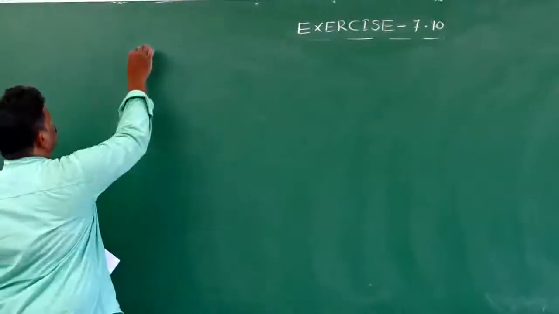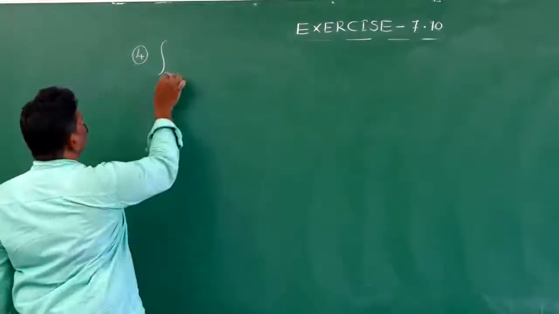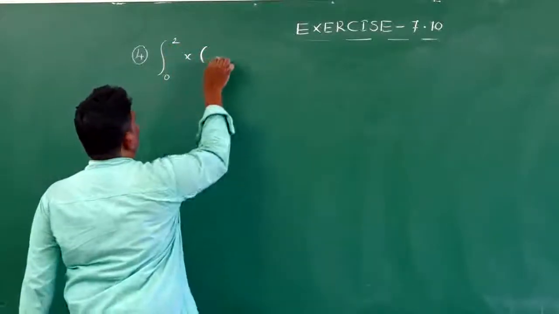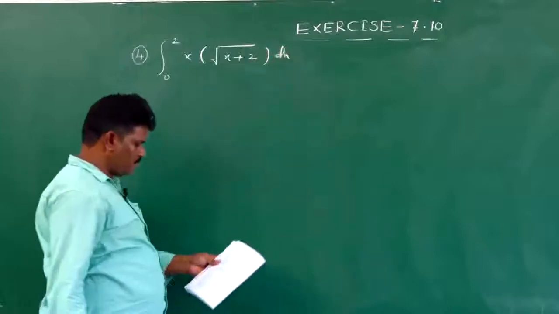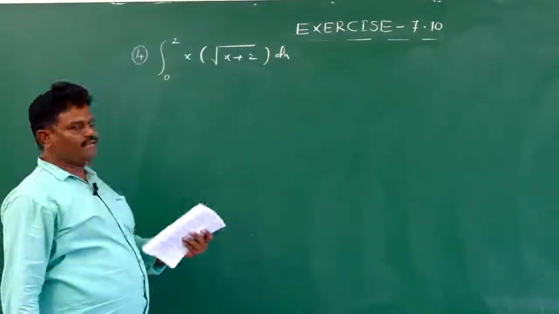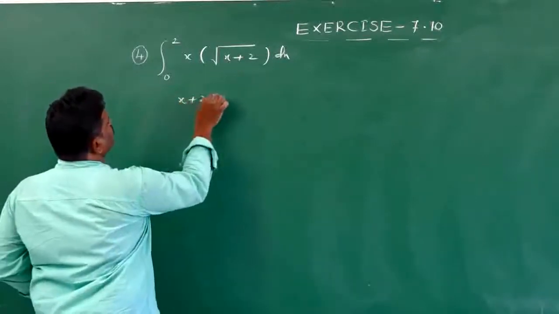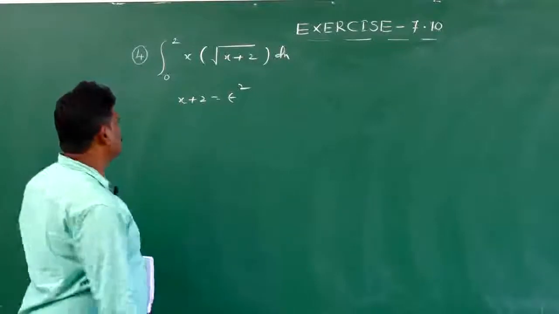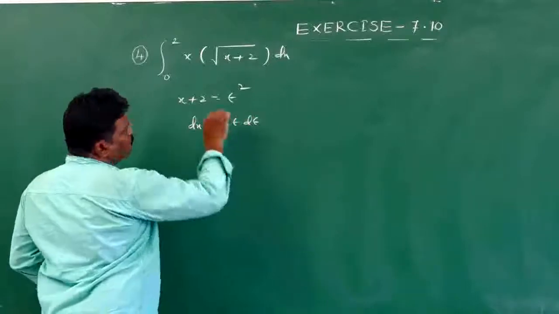Let's see the fourth question: integral 0 to 2 x into square root of x plus 2 dx. Now if we take the substitution x plus 2 is equal to t square, then the derivative gives dx is equal to 2t dt.